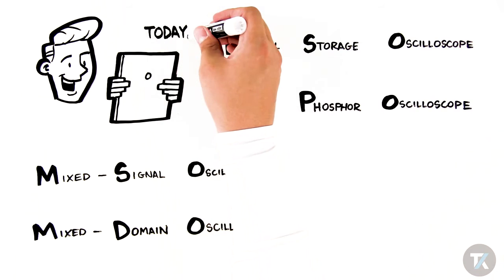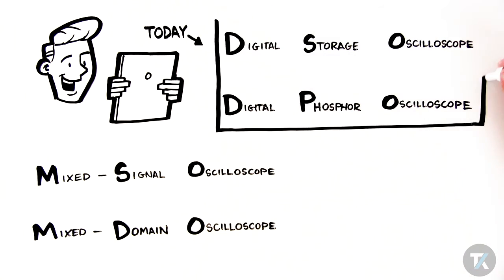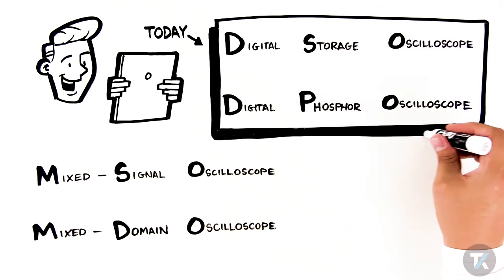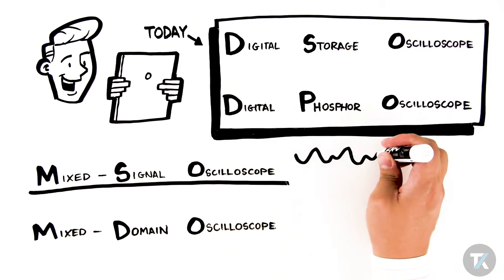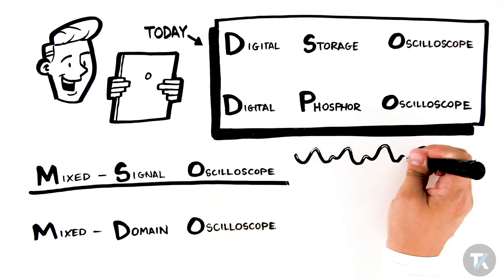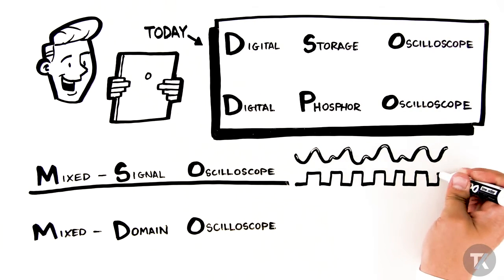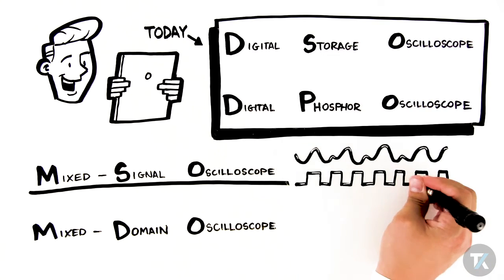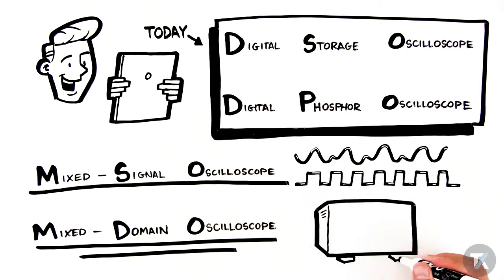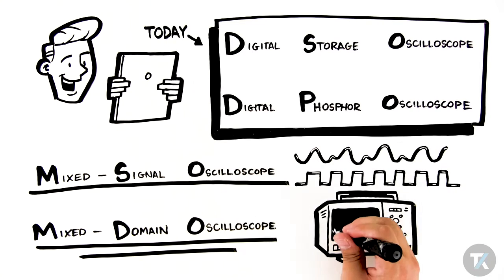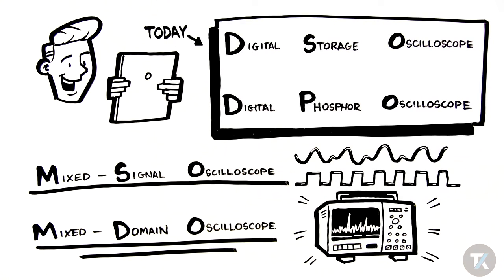Most oscilloscopes in use today are DSOs, or Digital Storage Oscilloscopes, or DPOs, Digital Phosphor Oscilloscopes. Mixed Signal Oscilloscopes, or MSOs, are a type of DSO designed to display and compare both analog signals and digital signals, and support input channels for both types. Mixed Domain Oscilloscopes, or MDOs, from Tektronix are available with real built-in spectrum analyzers, something unique to us.